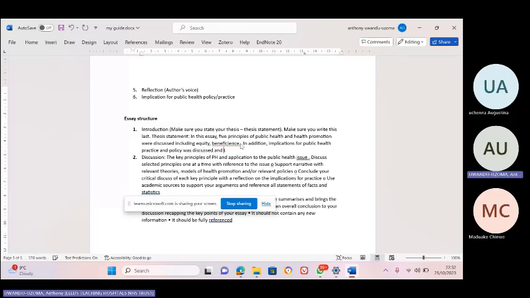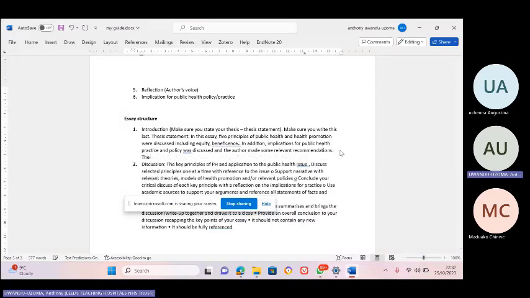And the author made some relevant recommendations. So that is just the statement. The statement answers the question. So you cannot just start writing an essay, talking story, and there is no thesis statement in your introduction.